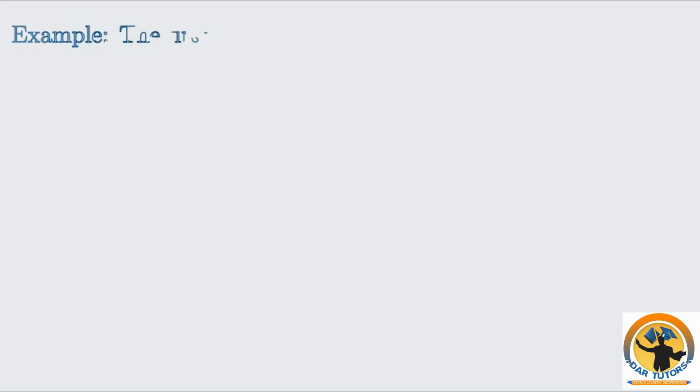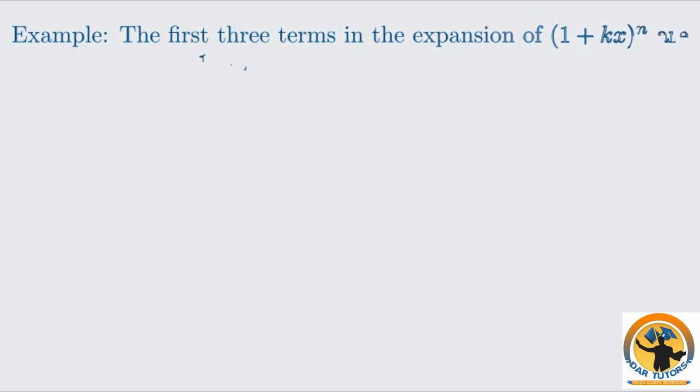The first three terms in the expansion of (1 + kx)^n are 1 − 4x + (15/2)x². Find the values of k and n. We'll use the binomial theorem to find the first three terms in terms of k and n, and then compare them to the given terms.